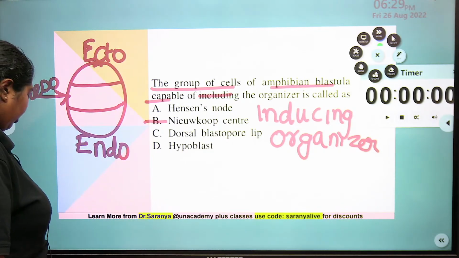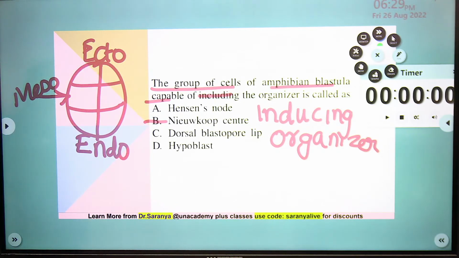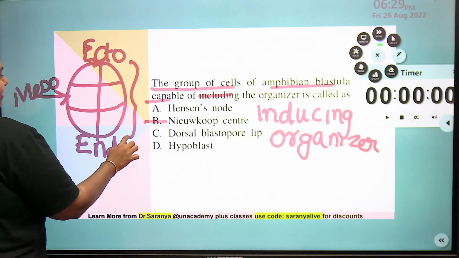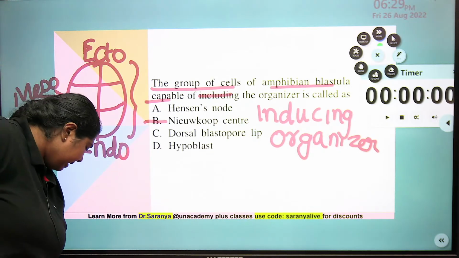Okay, now I'm going to divide it into half. What is this right side called? What is this region called? Is this dorsal or ventral? Yes, everybody, tell me.